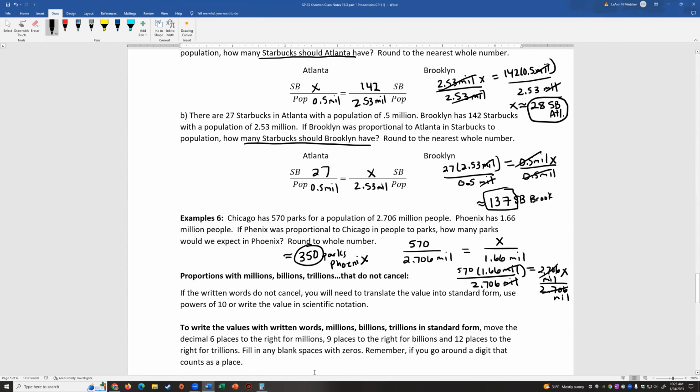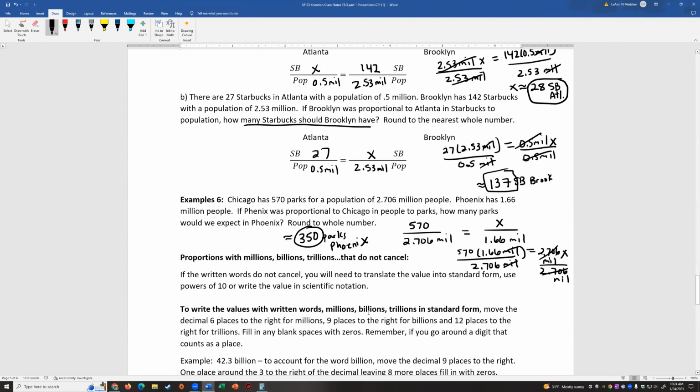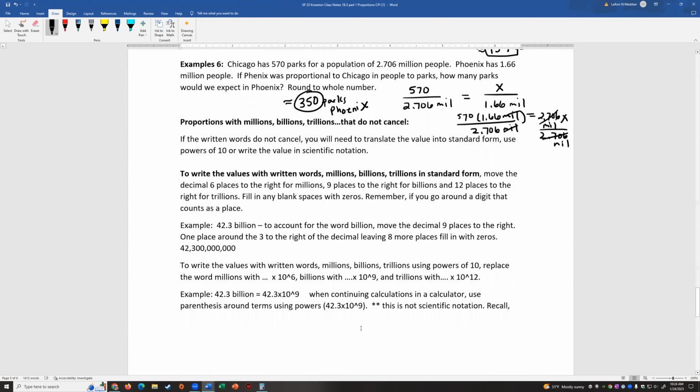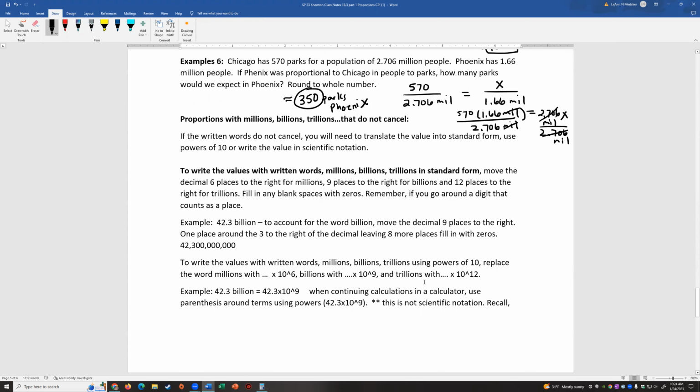Okay, so what if I encounter one where one of them is in millions, but the other one is in billions? They don't match, so we cannot easily do this cancellation step. I use scientific notation. Some people like to write out all the zeros and type that into their calculator, but that's a lot of typing digits, so I prefer to use scientific notation. This is just reminding you about scientific notation. We covered that in class already.